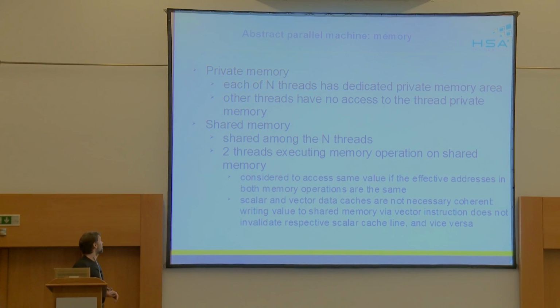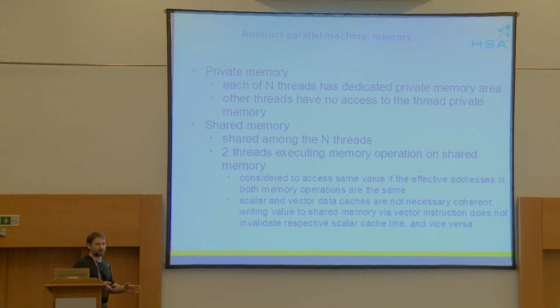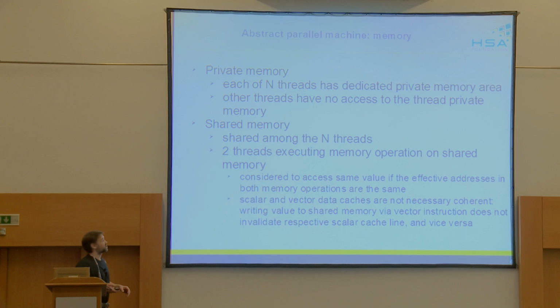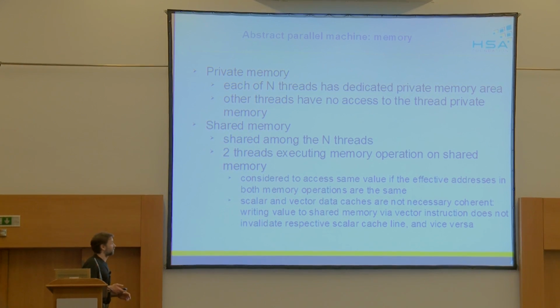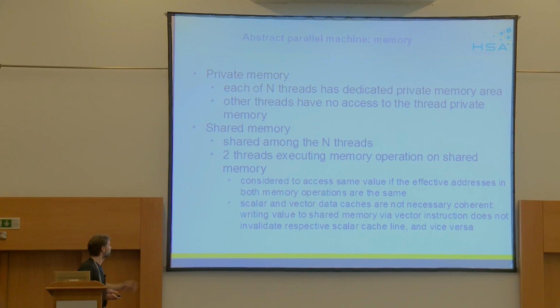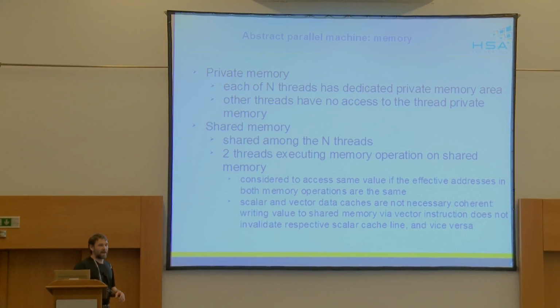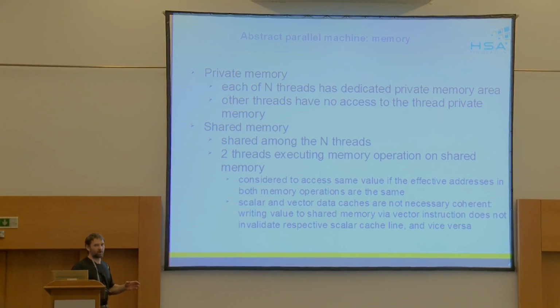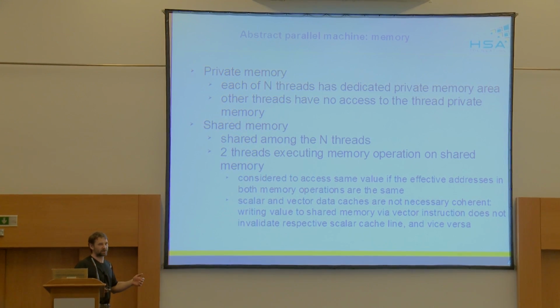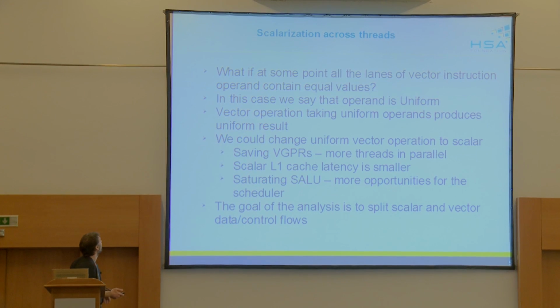We have two kinds of memory in our abstract machine: private memory, which is dedicated memory for the thread, where no other threads can access the thread's private memory, and shared memory, which is common among the wavefront. In fact, in AMD hardware and in OpenCL, we also have the notion of thread groups. We can split the wavefront into several thread groups, and we have common group memory. But for the abstract machine, we stay with private and shared. Also, we assume that any two threads, if they access the same effective address, will access the same value. And the last assumption is that scalar and vector data caches are not coherent, so a vector write would not invalidate the corresponding cache line in the scalar cache.